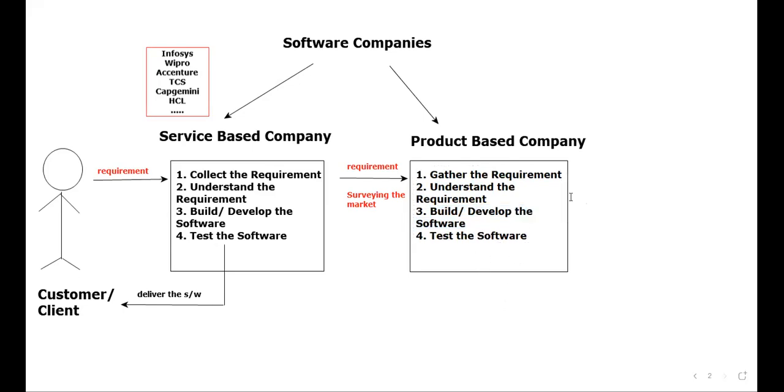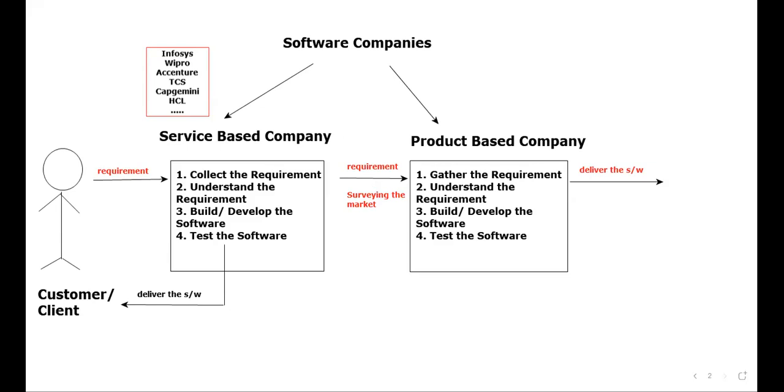So again, to whom do they have to deliver the software, sir? It's pretty simple. Guys, please tell me, to whom do they have to deliver the software? Is there any client or customer? No, there is no client or customer. That's the reason. Again, from where did they get the requirement? Guys, please let me know the answer. I want the answer from everyone. This product based company, from where did they get the requirement? Very good. By surveying the market, they got the requirement.